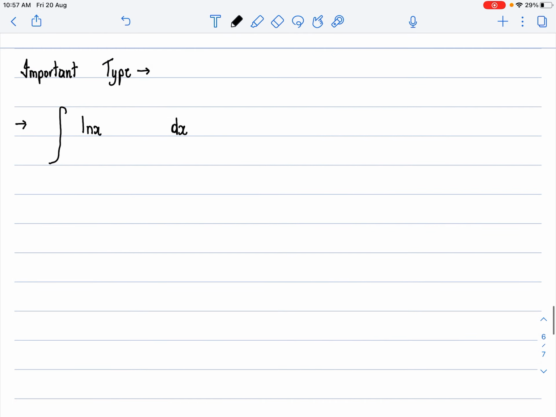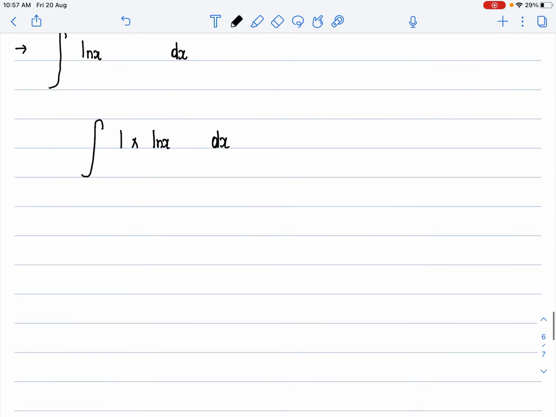Here they'll ask you the integration of ln x dx. Now there's no direct formula for the integration of ln x. You need to know that. What you need to know is you have to write this as the integration of 1 into ln x dx. Now what you do is you isolate. You know that ln x is L.